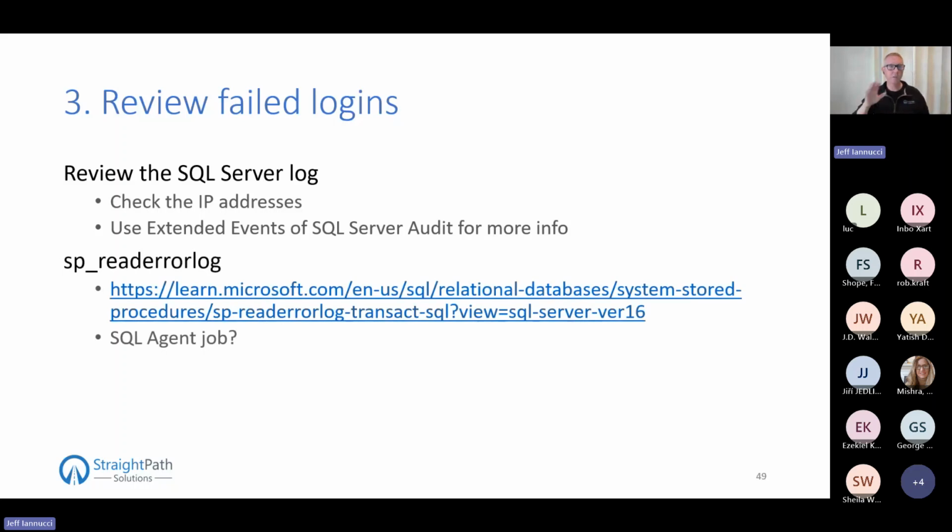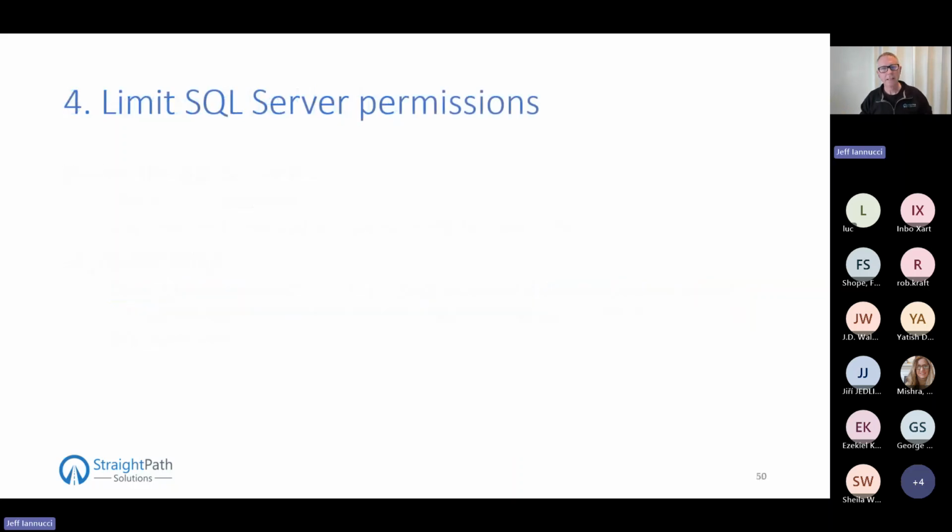sp_readerrorlog is something you can use to review those failed logins. Here's a link to how to use that, different ways to use it. As I said, you could set up a SQL Agent job to do that work for you and just send you a message saying, hey, we had 0 failed logins, or we had 1,000 failed logins yesterday. You can write SQL queries, hopefully.